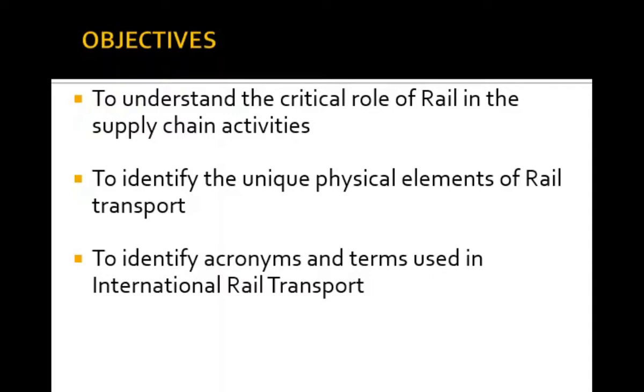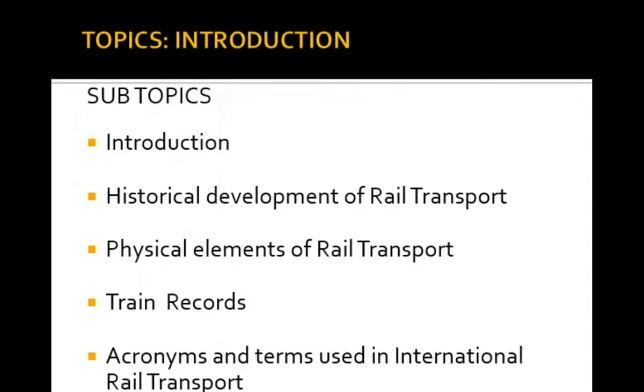to identify the unique physical elements of rail transport, that is number 2, and 3, to identify acronyms and terms used in international rail transport. The subtopics, therefore, would include the historical development of rail transport, physical elements of rail transport. We'll look at some train records and then acronyms and terms used in international rail transport.